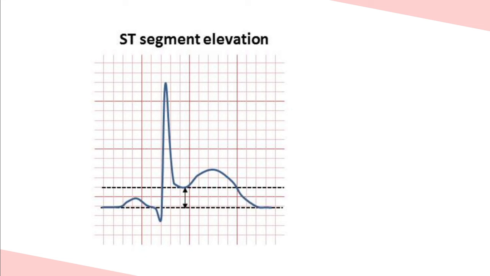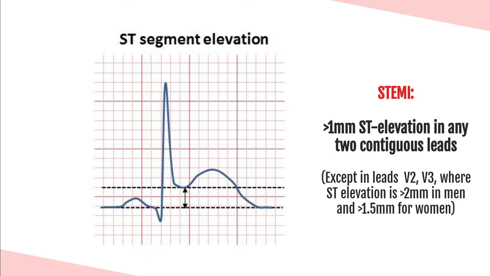And according to the American Heart Association guidelines for STEMIs, for a STEMI to be considered a STEMI, there must be new greater than 1 millimeter ST segment elevation at the J point in at least any two contiguous leads. Except leads V2 or V3, where the elevation must be 2 millimeters in men or 1.5 millimeters in women.